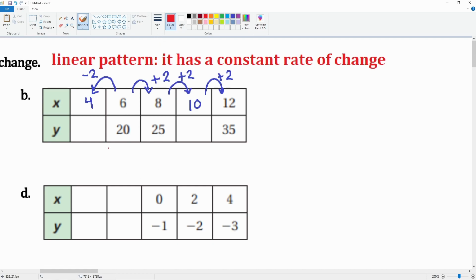From 20 to 25, we add 5. So from 25 to the next one, we're going to add 5. That's a 30. From 30 to 35, we add 5. Now, from 20, we have to go backwards to get that box. So we're going to subtract 5. This will get us 15. So to go forward, you follow that pattern. To go backwards, you have to do the opposite of that pattern.